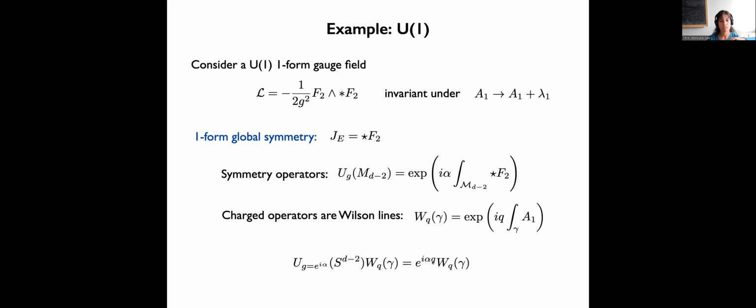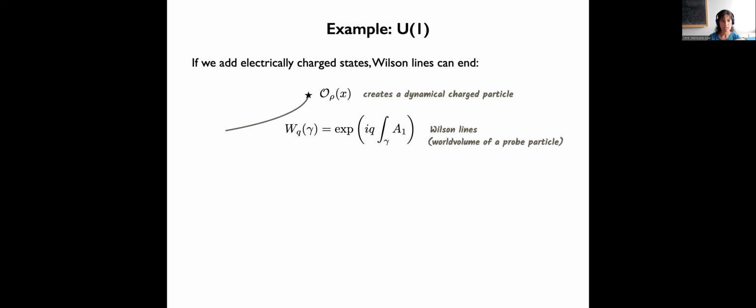Okay, so let's start basic, and then we'll continue complicating the story. Let's consider just Maxwell theory, some U1 gauge field. So we have a one-form global symmetry whose current is just the electric field. We have the symmetry operator, the exponentiation of the charge, and we have Wilson lines that are charged under the symmetry, and they link non-trivially with a phase.